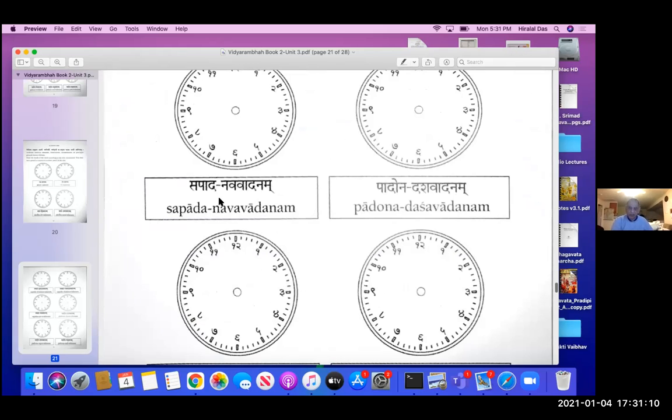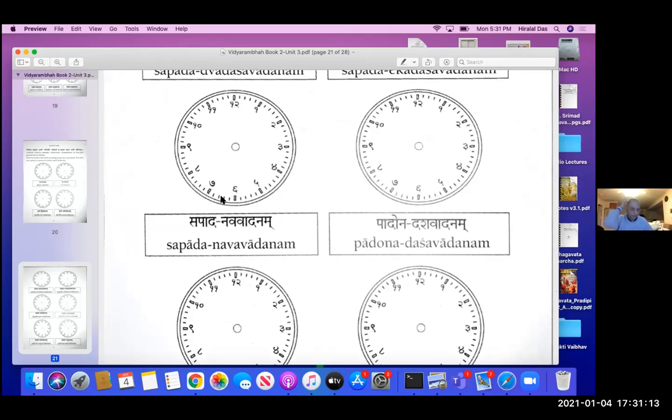Next. Sapad Navavadanam. Varun, would you like to try? Varun, we cannot hear you. Prabhuji, mostly all are done. Okay, those who know, let them say it. Those people who don't know will learn. Okay, Prabhuji. Sapad Navavadanam. Prafulla, go ahead.